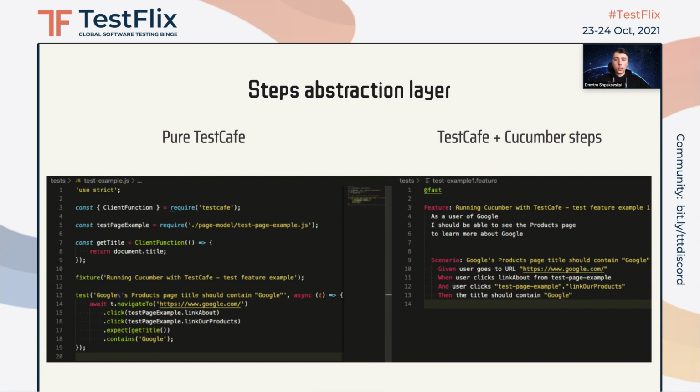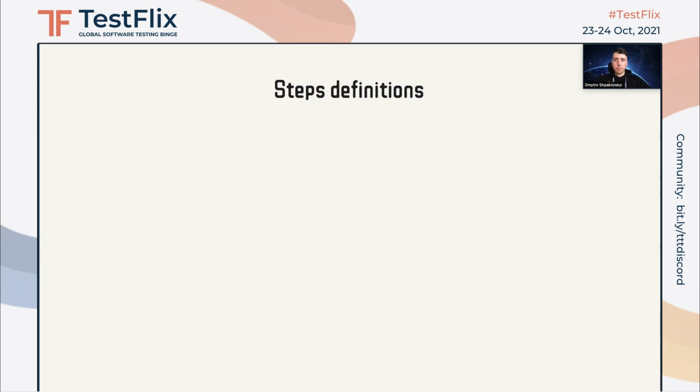So here how the code comparison will look like. From the left side is a simple test written with pure TestCafe, and from the right side is the same test but written as Cucumber steps with TestCafe under the hood. What it does is just going to the Google products page and verifying its title. Looks much more structured, almost like documentation, right?